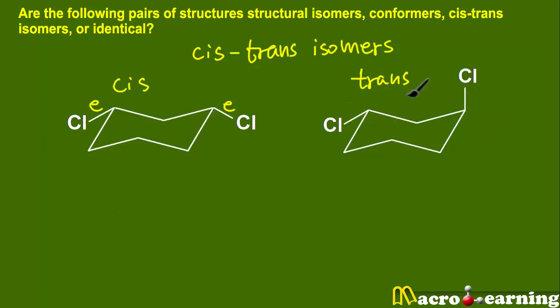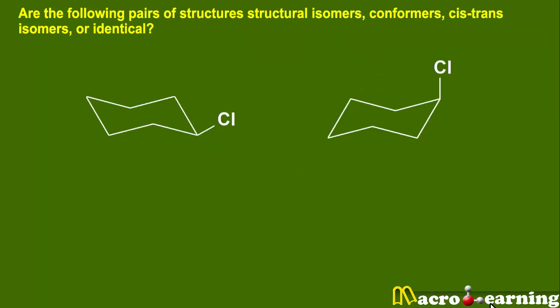You're never going to make this structure by simply trying to draw a different conformer of this one. Okay, that's because by rotating carbon-carbon single bonds, it's never possible to turn this one into this one. That's why they are not conformers of each other. Okay, so alright, next on to the last one.